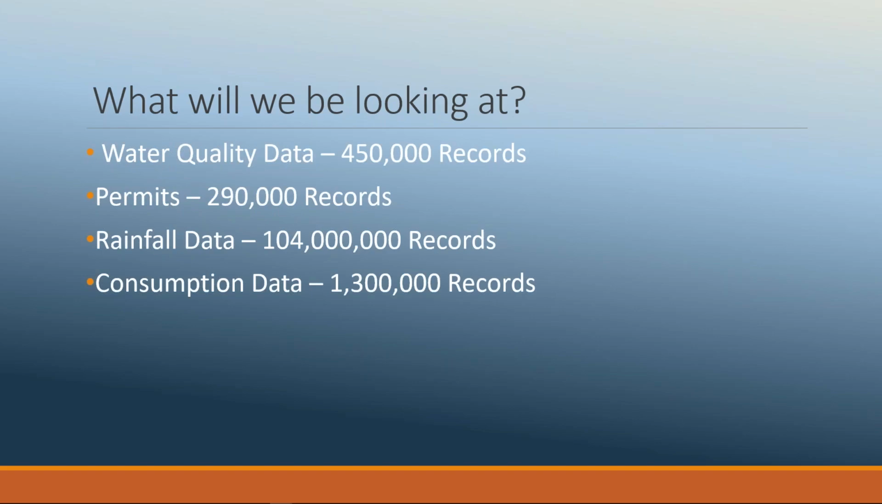So what are we going to be looking at? We have 4 data sets we're going to be focusing on. The first is water quality information that has about 500,000 records going back to the late 1990s. We're going to be looking at permit information from South Florida, which has upwards of 200 to 300,000 records. Then we're going to be digging into a truly big data set, and this is rainfall data from Southwest Florida that has, in this case, 104 million records.